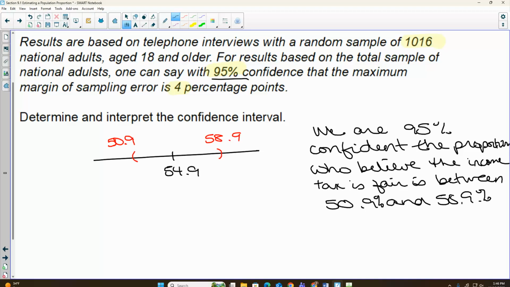Yes? So you just subtracted the, wait, how'd you get the 50.9 and 58? It said the error was 4. Oh, so you just added, okay. So error is always your p-hat plus and minus the error. So that's what we did there. Other questions?